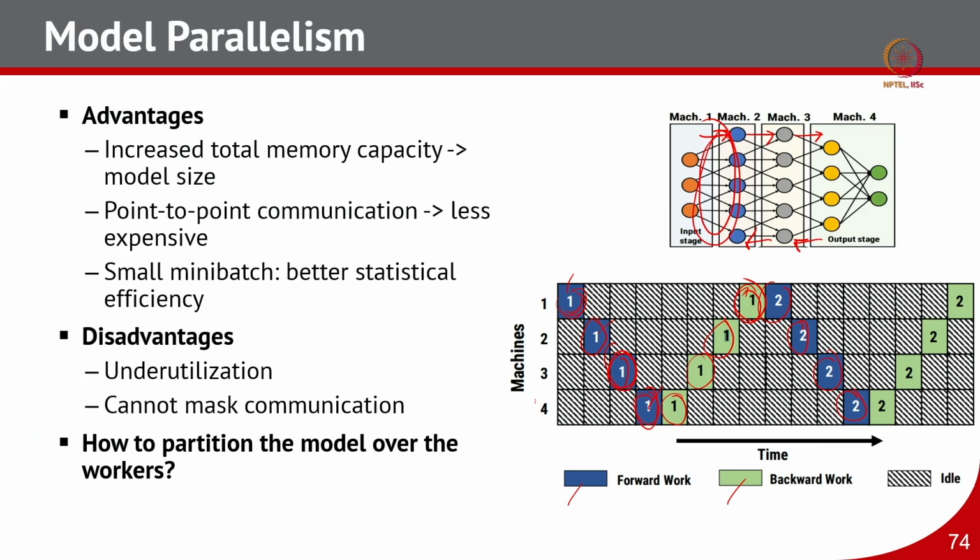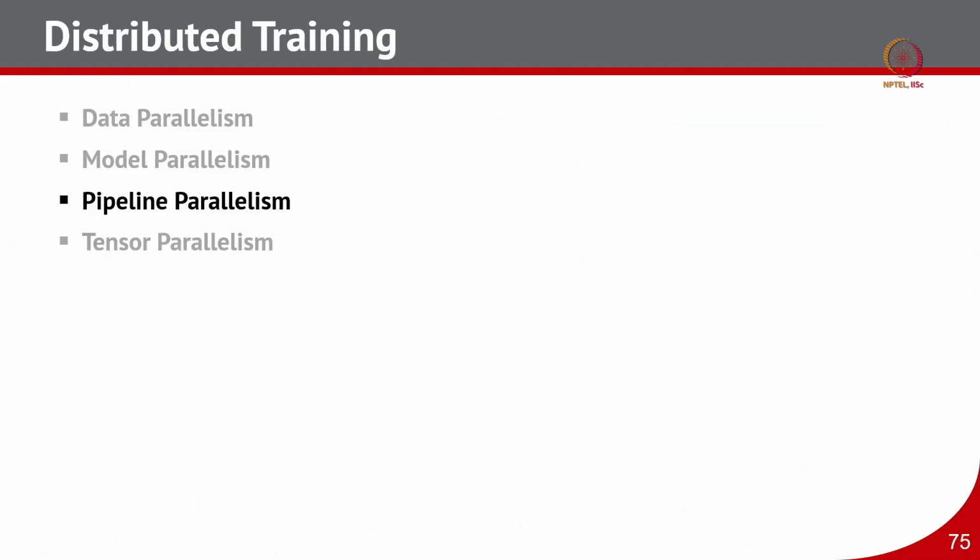And another big question is how to partition the model over the workers. Of course, whenever we talked about DNNs, we saw that the layers are not homogeneous, right. Layers are not of equal sizes. So, we have to carefully partition the layers, or carefully partition the DNN, across different GPU devices, right.